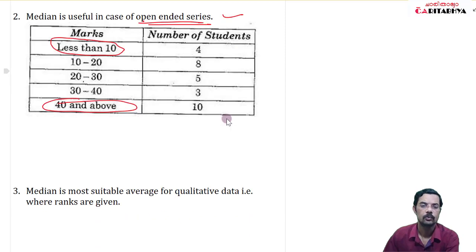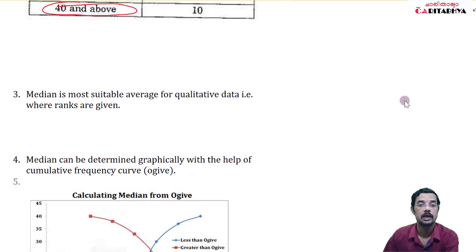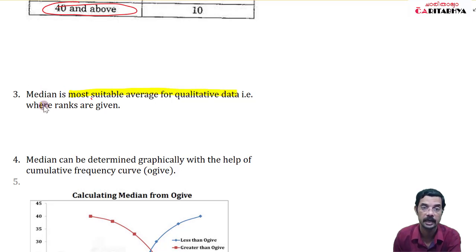Now, median is the most suitable average for qualitative data. Arithmetic mean was not suitable for qualitative data; it was only suitable for quantitative data. The most suitable average for qualitative data is median, that is, when ranks are given. Qualitative data can be ranked, and median is the most suitable average for it. Remember this point, very important.